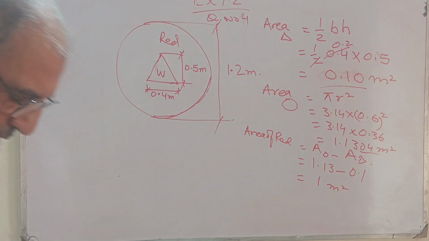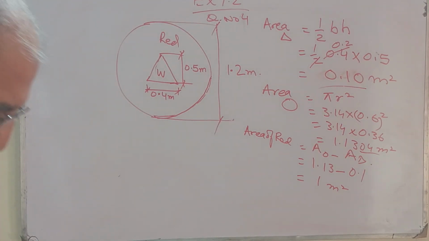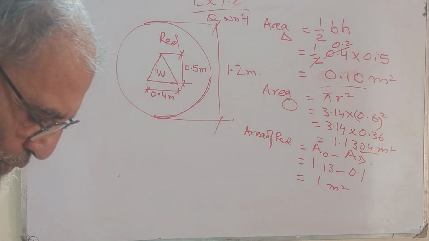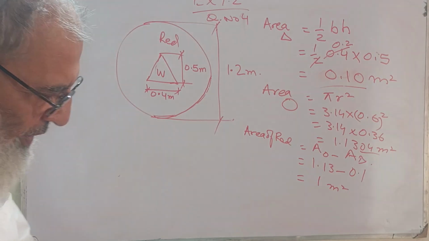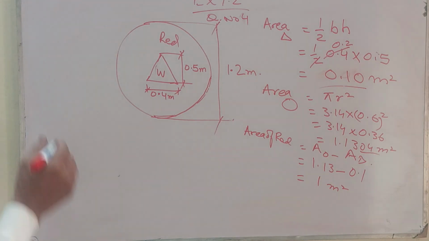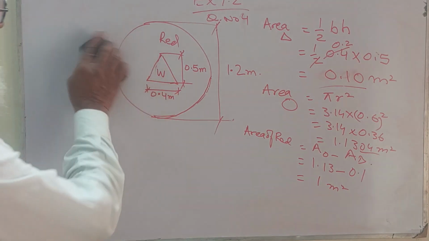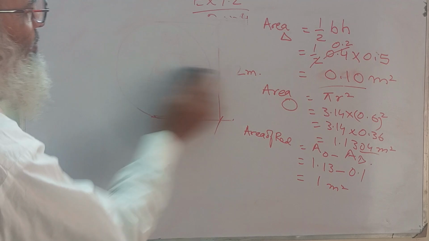Now proceeding towards the next question: 16 identical circles are cut from a square sheet of fabric whose side is 0.4. Find the area of leftover fabric. Now let me just erase this part only.